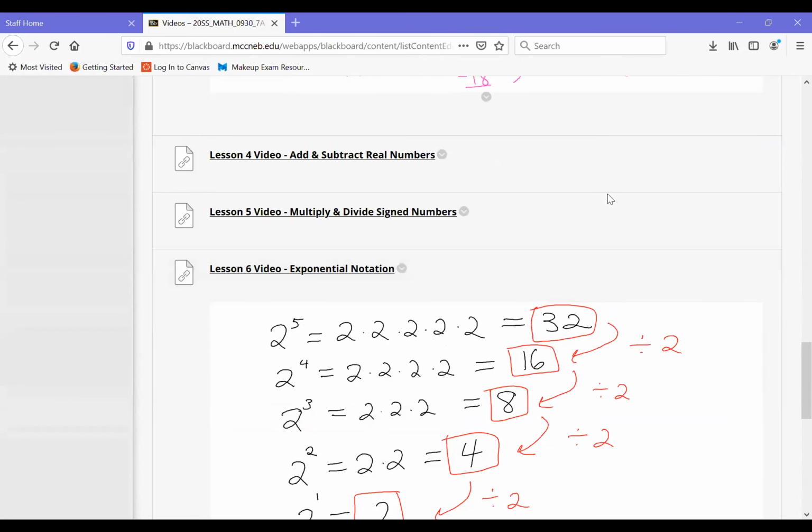All right, the other thing I wanted to remind you about in terms of things you can do to review now that we're at the end of our first unit is in Blackboard, we do have quizzes.